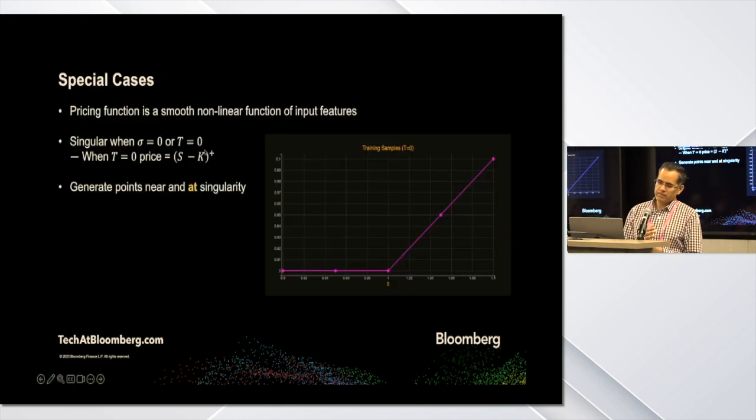We also have to be careful about special situations when we generate the training data. The option price becomes singular when the time to maturity is 0 or when the volatility becomes 0. It's no longer smooth, it becomes piecewise linear, right? So if the deep learning model is not aware of these scenarios, it just sees points here and points here, and it's just going to do an extrapolation. It doesn't know that there is a point right here at the singularity. So it's important to pay special attention to these scenarios and generate a lot of training samples, especially in these areas of singularity.